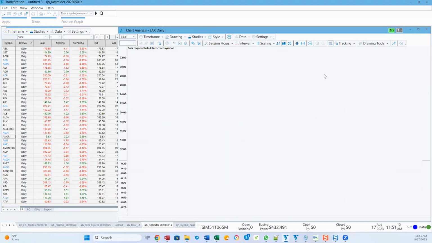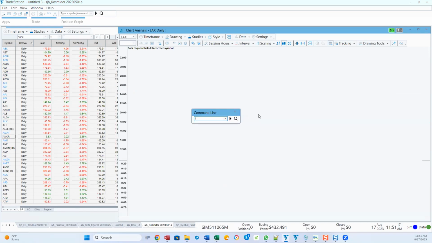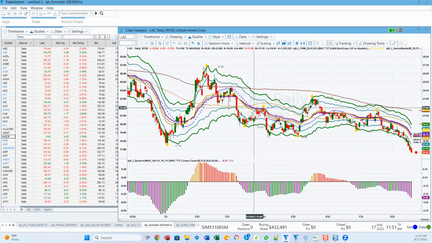LAX, what do we have for this one? Oh, no, sorry. That's not LA International. LAC is what they wanted. And we've got unfettered down movement coming in this one. We've got a horizontal line over here at this yellow dot, and we're below that. So let's see if we can squeeze that up.